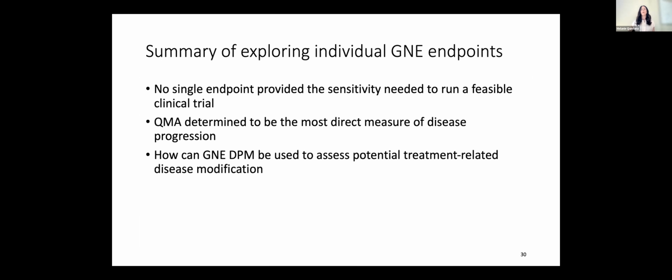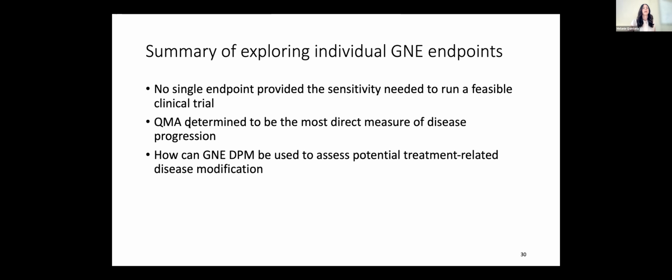So in summary, what we saw when we looked at very traditional approaches to clinical trials is that no single endpoint provided the sensitivity needed to run a feasible trial. Here we are looking to run a trial of about 50 participants, and all of these single endpoints would have been underpowered with 50 participants, unless we saw an enormous treatment benefit. So perhaps a benefit where we are completely able to stop disease progression.